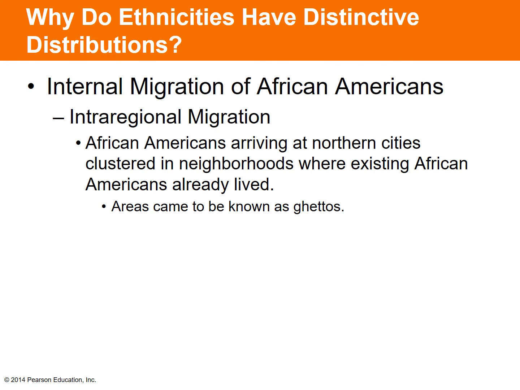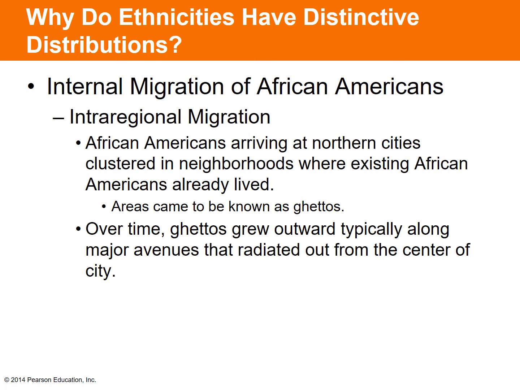African Americans arriving at northern cities clustered in neighborhoods where existing African Americans already lived. This is a familiar concept to us. It's the idea of chain migration. African Americans lived in these areas, and they came to be known as ghettos. And a ghetto really is just an enclave where one particular ethnicity lives. And it's a very negative term, a pejorative term now, but that's the idea behind it, is that a particular ethnicity lives in a particular neighborhood.